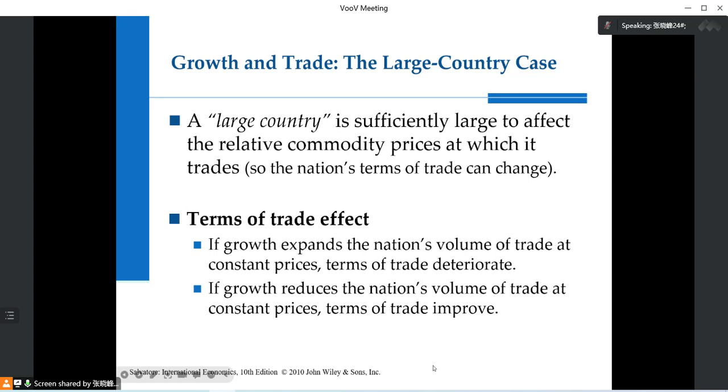If growth expands the nation's volume of trade at constant prices, terms of trade deteriorate. If growth reduces the nation's volume of trade at constant prices, terms of trade improve.